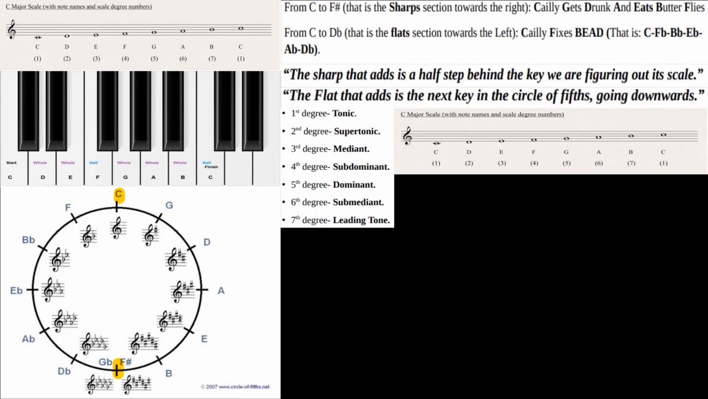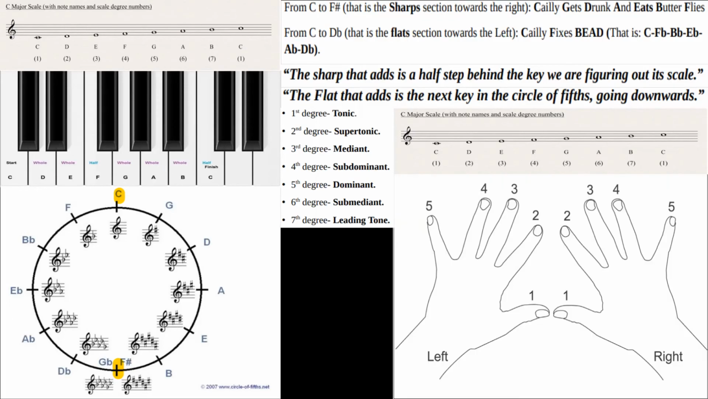Lastly, in order to play each of the scales, we have to use the correct fingering. For both hands, the thumb is going to be finger number 1, the index finger is finger 2, the middle finger is finger number 3, the ring finger is finger number 4, and the pinkies are number 5. Both hands are a mirror image of each other.